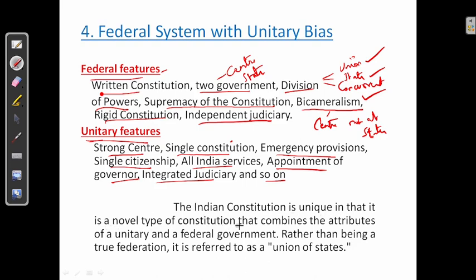Next, the Indian constitution is unique in that it is a novel type of constitution that combines the attributes of unitary and federal government rather than being a true federation. In the constitution, federal is nowhere mentioned. So in the constitution we have Union of States.